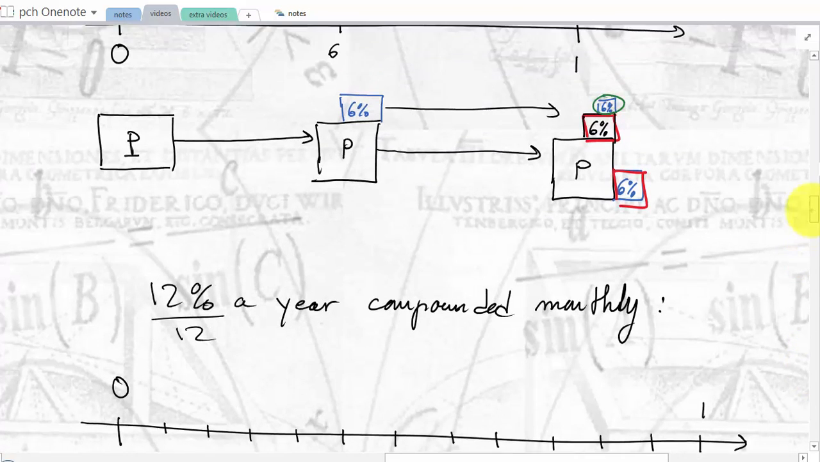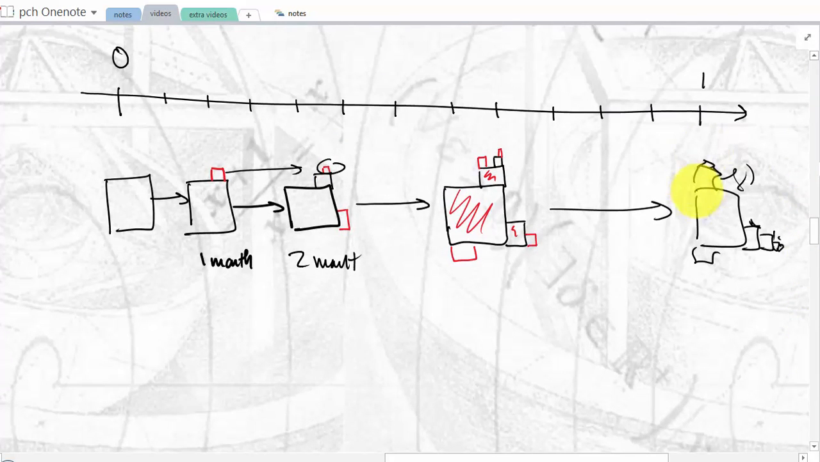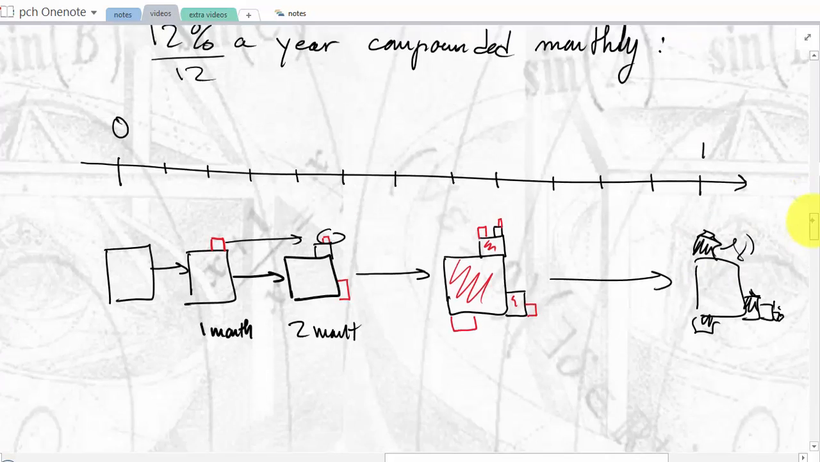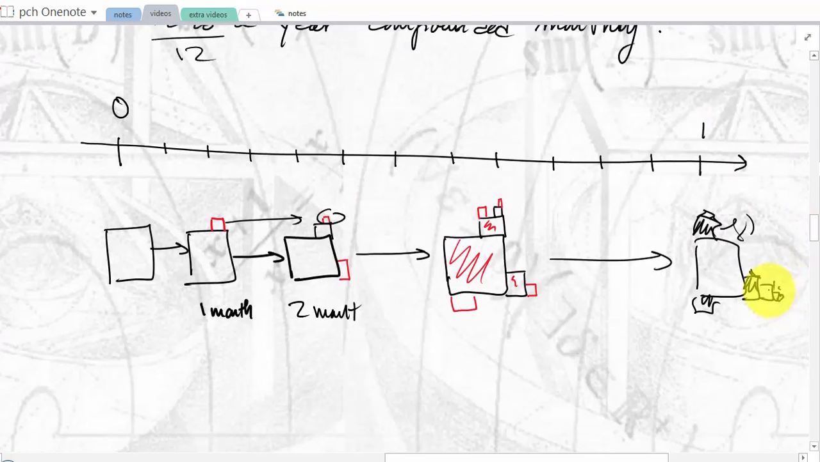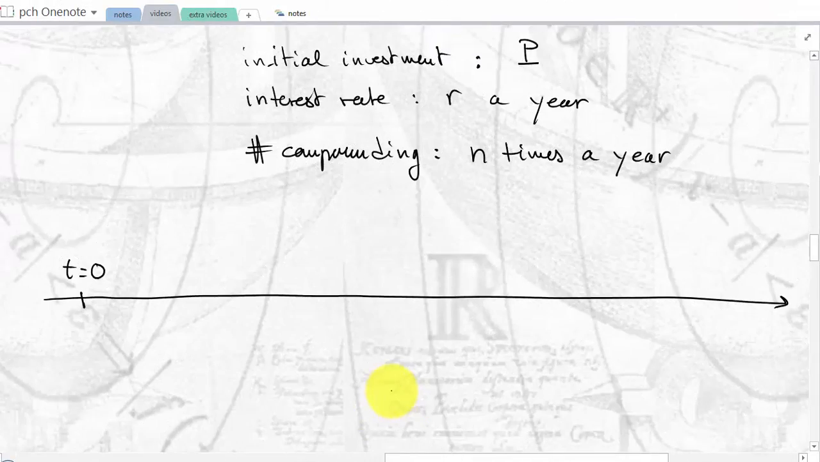So you would have 12 1% added, that would be the 12%, but then you would have also all the added interest on the 1% every time, okay? So what formula describes this kind of investment? It's not too difficult to come up with a formula. Now check it out. All right, let's see what we have.